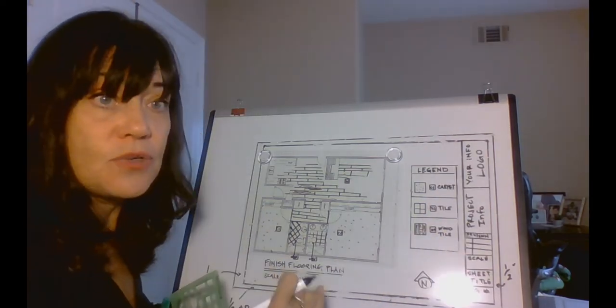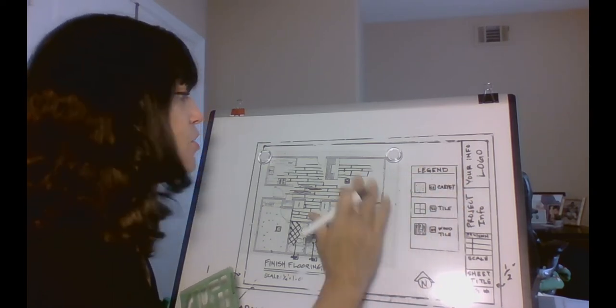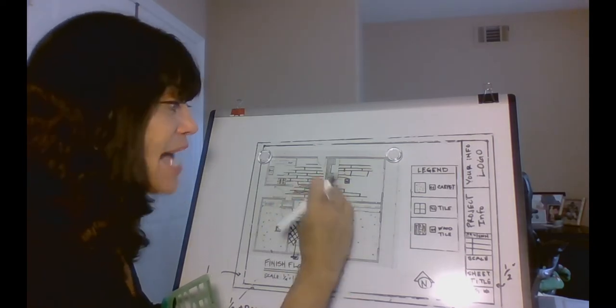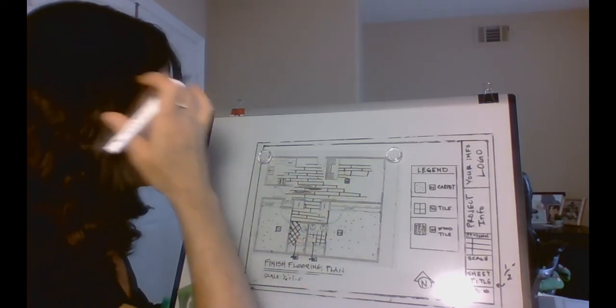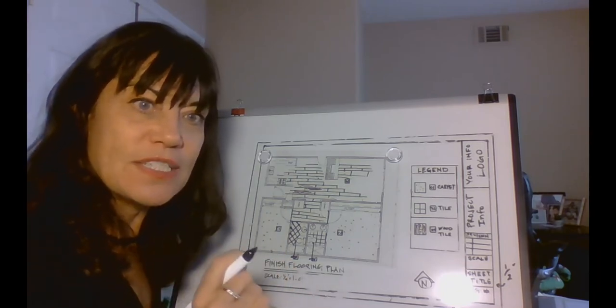Nice and neat using a straight edge. So now you've got this beautiful little legend. You've got all of your really cool design and your hatches in all the spaces. The next thing we want to do is to create a transition detail.